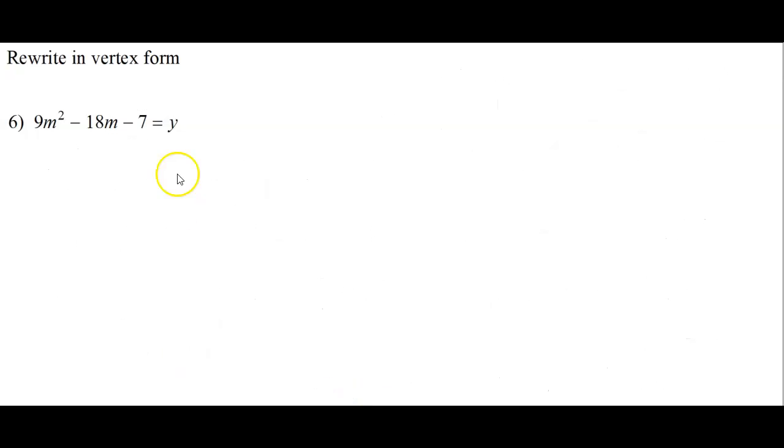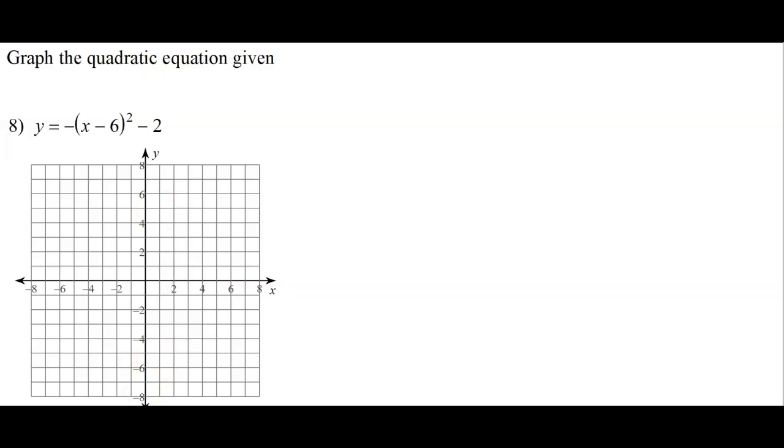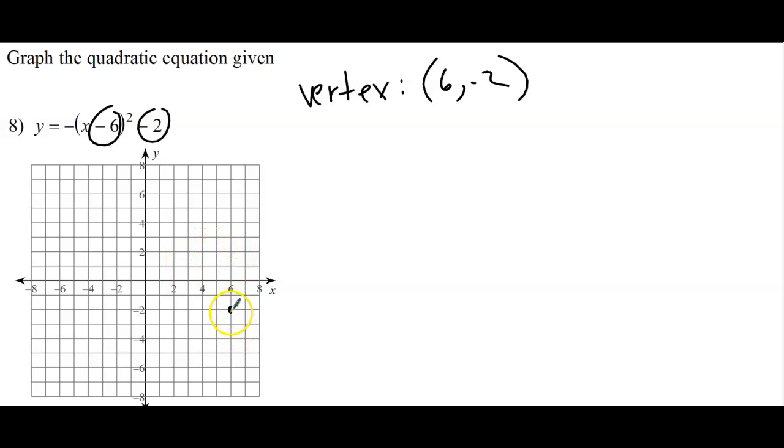Right, let's go ahead and take a look at number 8. That's our last one. So, graphing quadratics. The first thing we want to do is plot our vertex. Just like when we did absolute value functions, the opposite of this number is going to be your x value, and this number is going to be your y value for your vertex. So I'm going to put my vertex at 6, negative 2, which is right here.